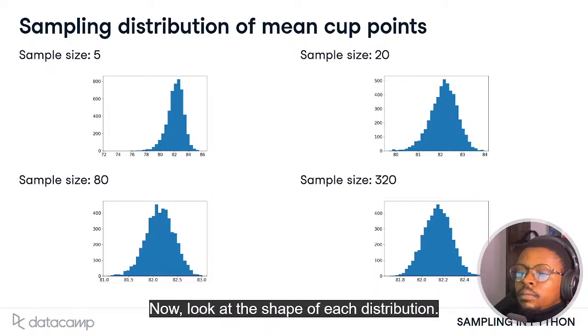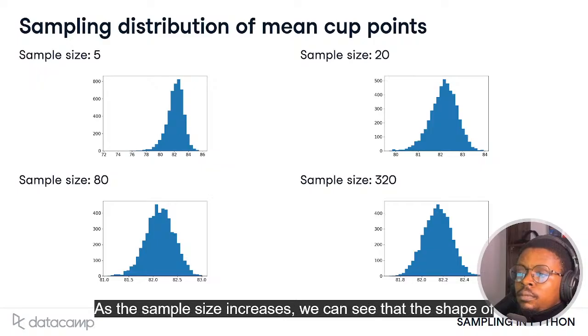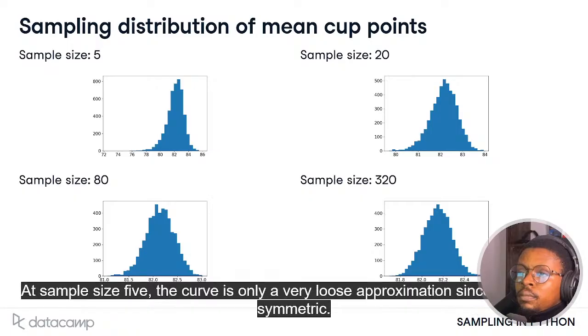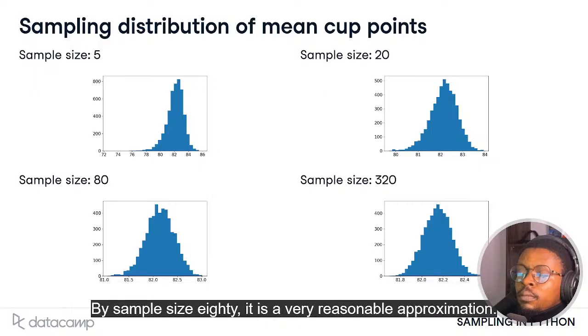Now look at the shape of each distribution. As the sample size increases, we can see that the shape of the curve gets closer and closer to being a normal distribution. At sample size 5, the curve is only a very loose approximation, since it isn't very symmetric. By sample size 80, it is a very reasonable approximation.